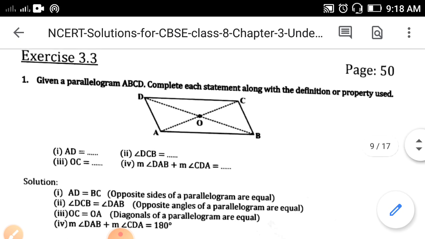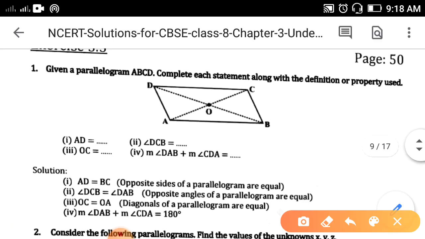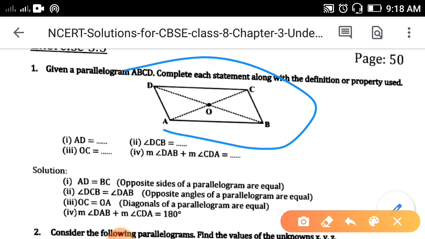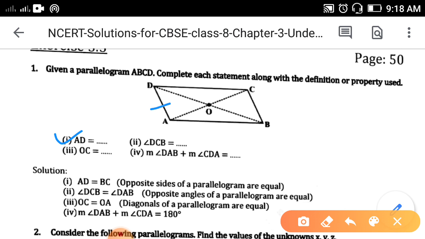First one, AD. You can see this is a parallelogram. What are the properties of a parallelogram? First one, opposite sides are equal, opposite angles are equal, opposite sides are parallel to each other, and the sum of two adjacent angles is 180 degrees. So first one, AD. This is the side AD. AD is equal to BC. Why? Because opposite sides of a parallelogram are equal.